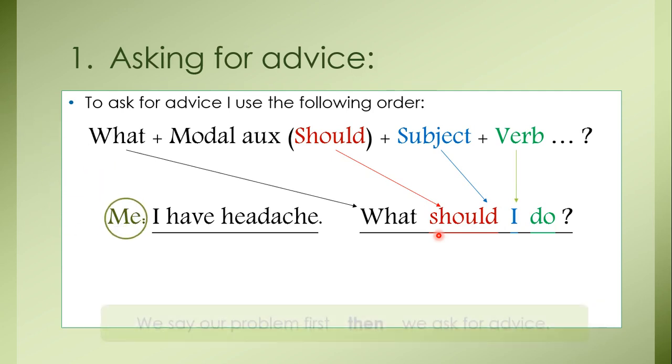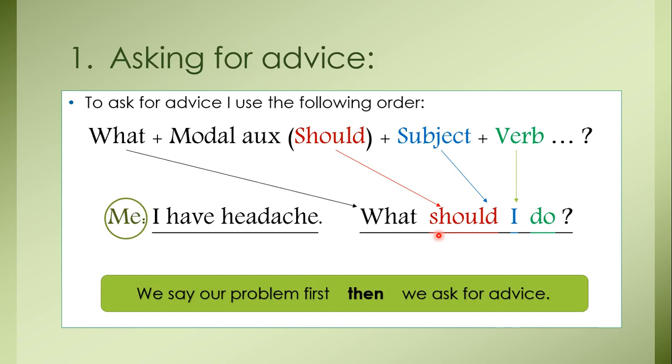To ask for advice, we say our problem first. For example, I have a headache, I feel pain in my head. Then, after saying our problem, we ask for the advice: What should I do? Here I am asking for advice.